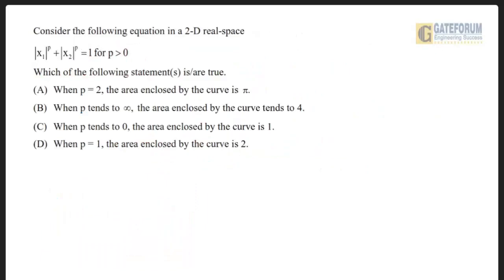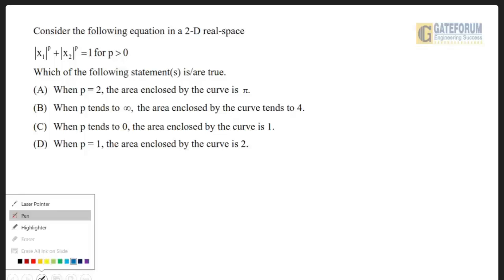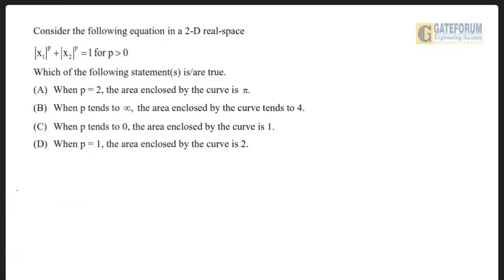Question: consider the following equation in a 2D real space, mod x1 power p plus mod x2 power p is equal to 1 for p greater than 0. Which of the following statements is true? 4 options A, B, C, D are given. This is from engineering mathematics, from the topic calculus basics, coordinate geometry, miscellaneous type question. And the solution is, let us obtain the solution by the options method. Take the options one by one.